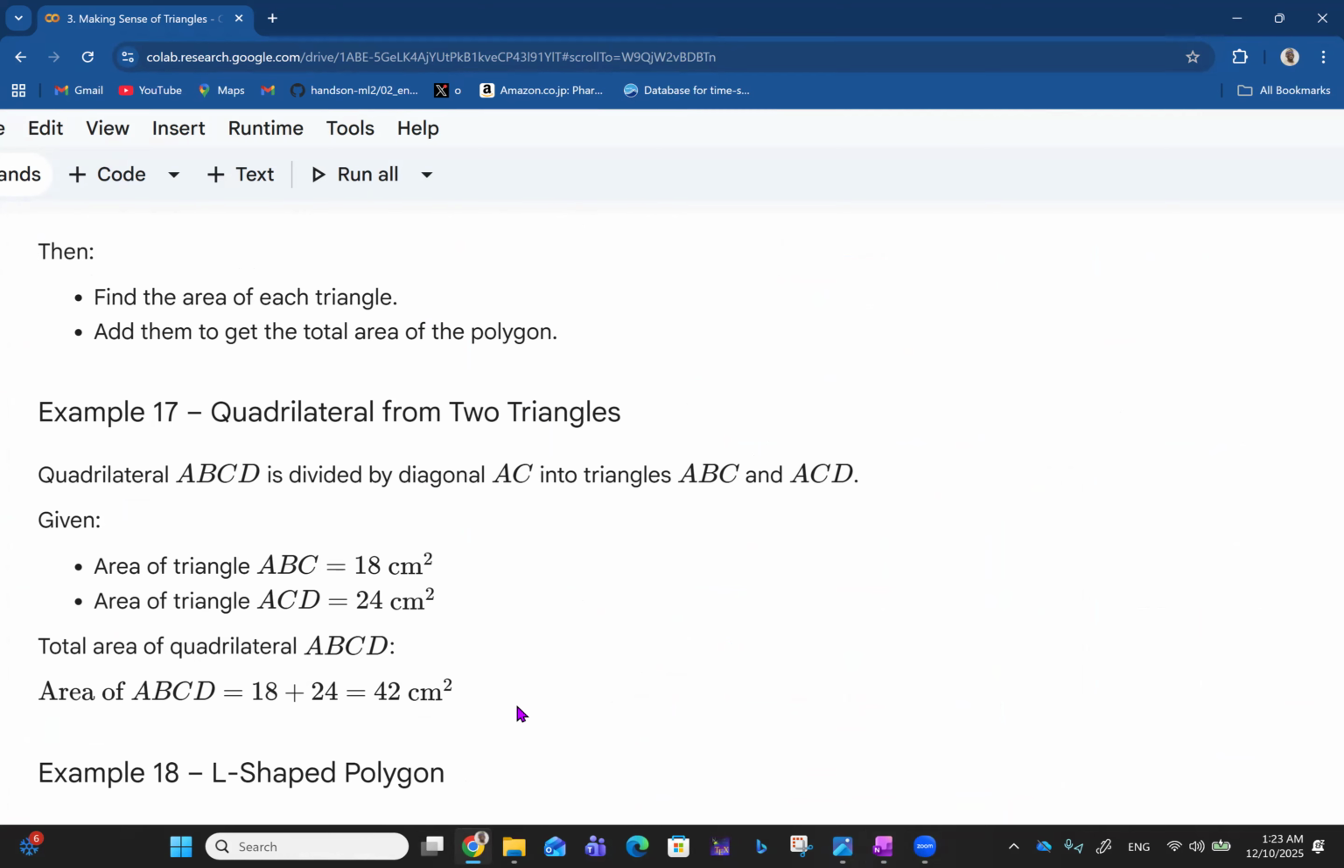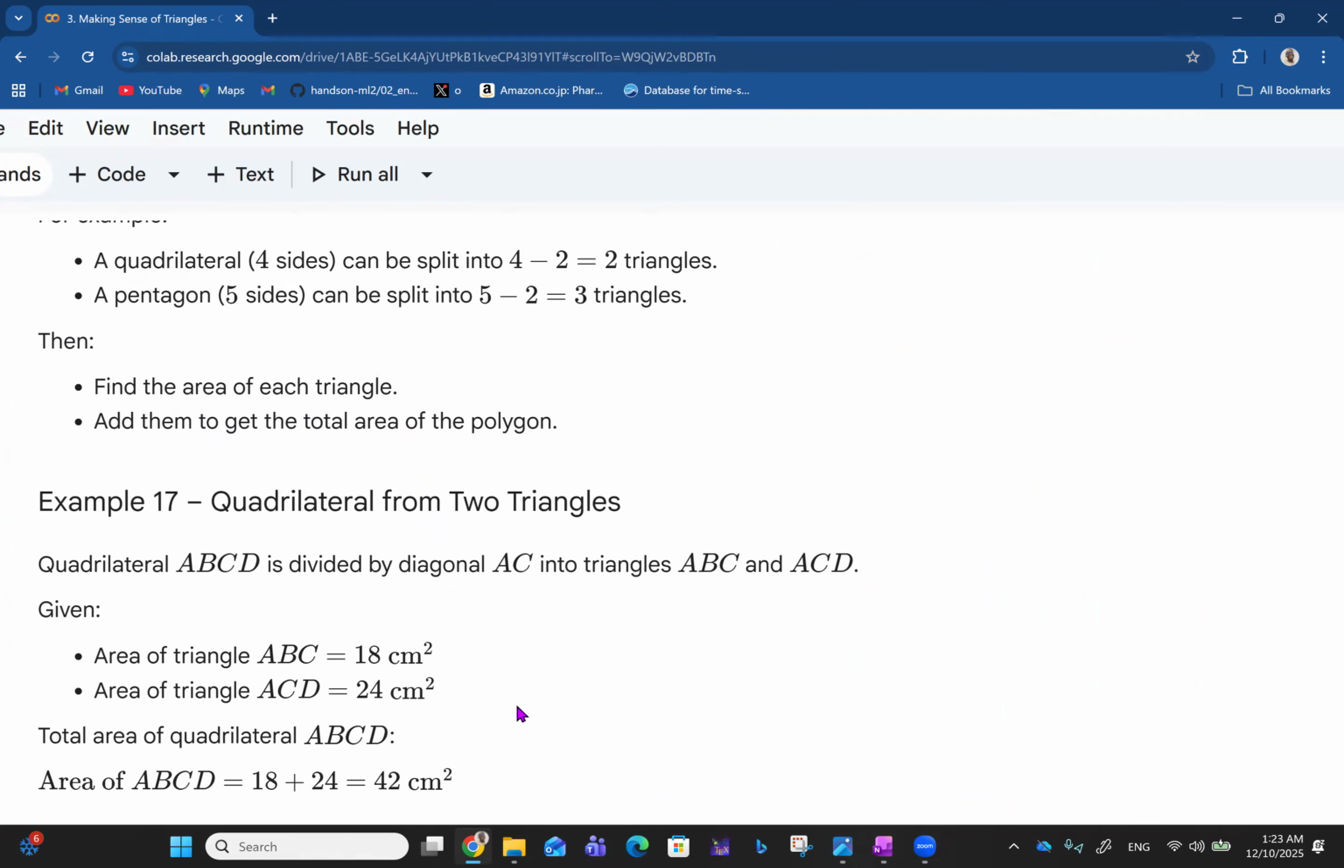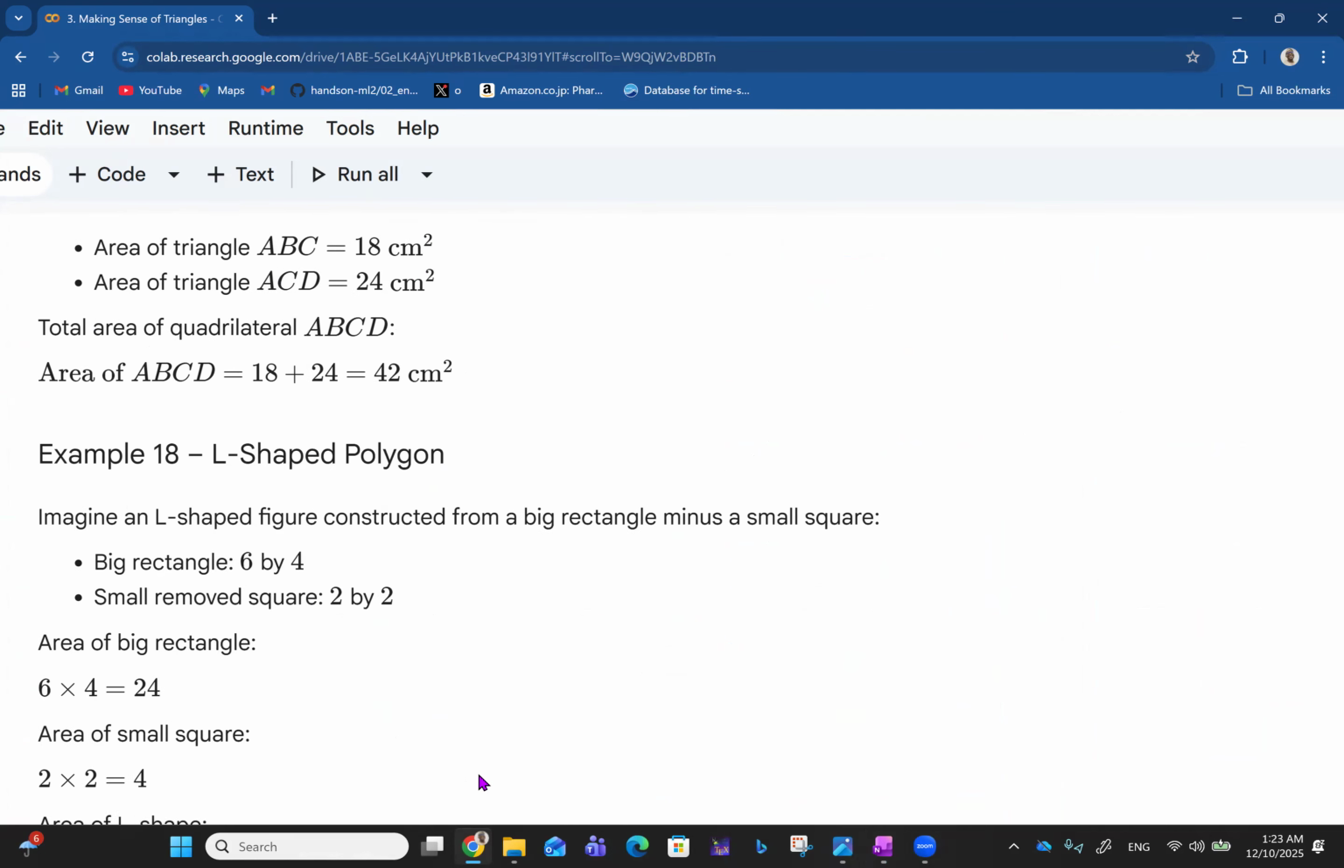Okay. So, example 17 now, a quadrilateral from two triangles. Quadrilateral ABCD is divided by diagonal AC into triangles ABC and ACD, like the kind of thing we saw before. The area of triangle ABC is 18 square centimeters. The area of triangle ACD is 24 square centimeters. So the total area of the quadrilateral is just 18 plus 24, which is 42 square centimeters.